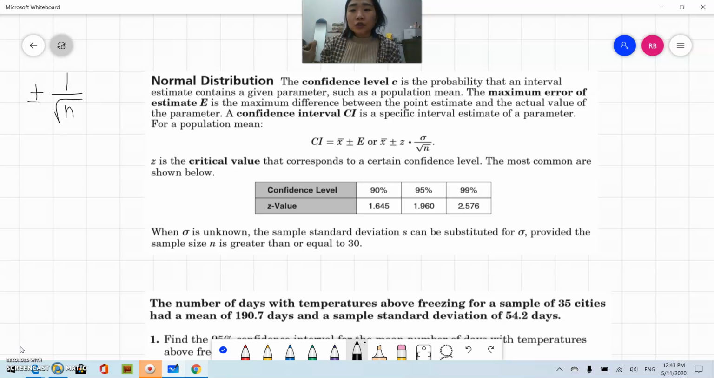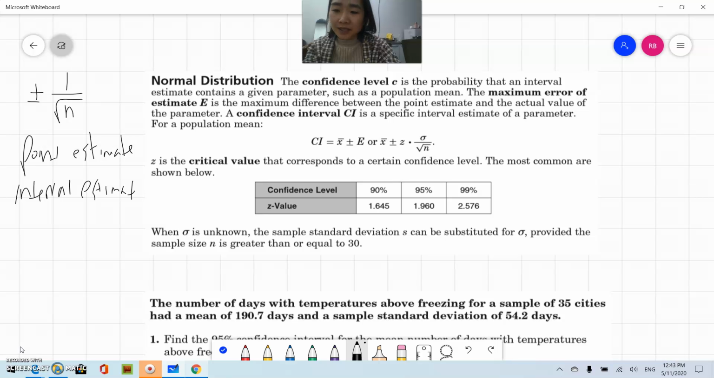So it gives you an estimate. The sample mean that we've been using is called a point estimate, because it's a single point that estimates your parameter, your population mean. A confidence interval is an interval estimate, because it gives you an interval of an estimation of your parameter. Confidence interval is sometimes denoted as CI.